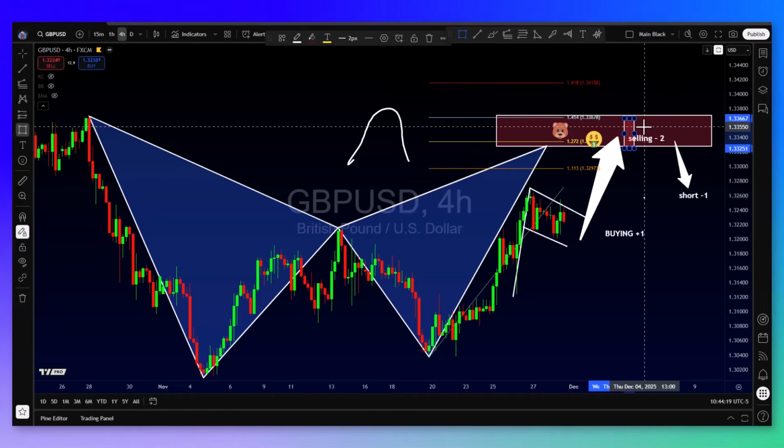But it's also a really, really cool trading technique. And when you land it, you feel amazing.